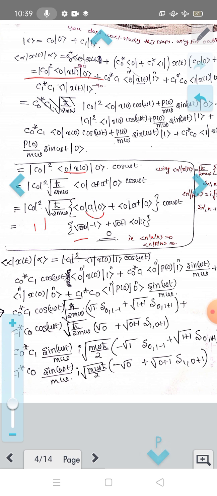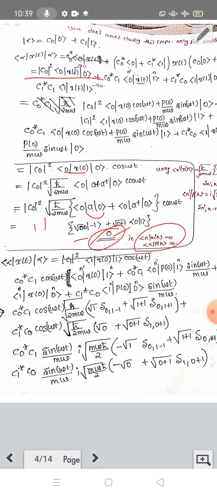So root 0 ket minus 1, and here also root 0 plus 1. So this term becomes 0 because it is root 0 into some ket, and here also root 0 plus 1, that is root 1 into bra 0 ket 1, this is 0. So the total value is 0, that is we can write bra n x ket n equal to 0, bra n p ket n is equal to 0.